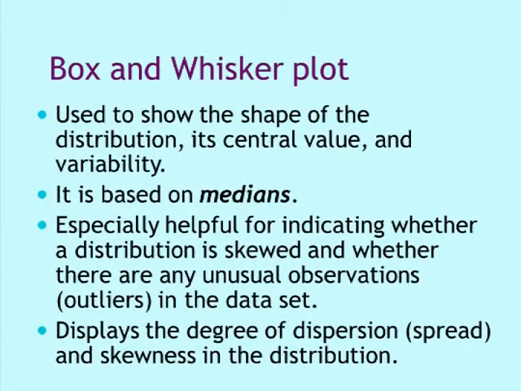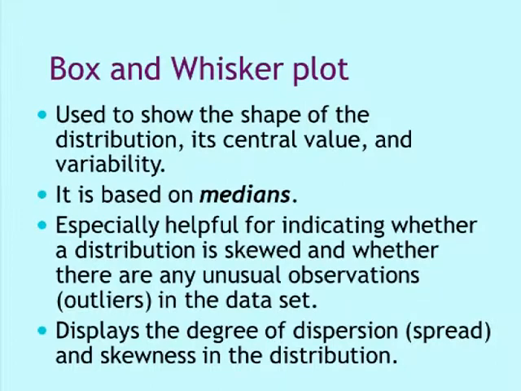Now, box and whisker plots especially are helpful in indicating whether the shape of the distribution of our data is skewed, and secondly, whether there are any unusual observations in the data set. What are unusual observations in the data set? They are known as outliers, which are values which cannot be captured within the range of the box and whisker plot. And box and whisker plots also display the degree of dispersion or spread of the data as well as skewness.